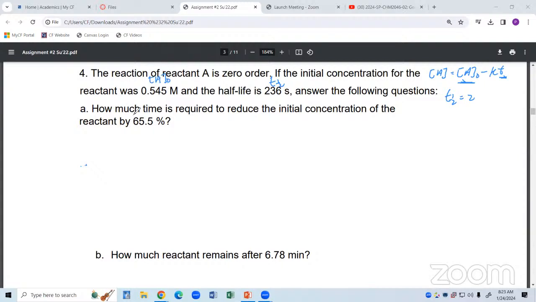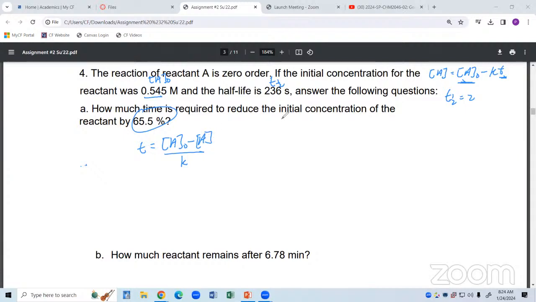Okay, so the question is asking, how much time is required to reduce the initial concentration of the reactant by 65.5%, okay? So the first thing we need to do is rearrange this equation here to get the time, which is what the question is asking for. So based on this equation, we can say that time would be equal to the initial concentration of A minus A over k, all right? So basically what we have to do now is put the numbers in. We know what the initial concentration of A is, that's this right here. Now the concentration of A would be the concentration at time t, right? Which is what we're trying to find. We're trying to find t.